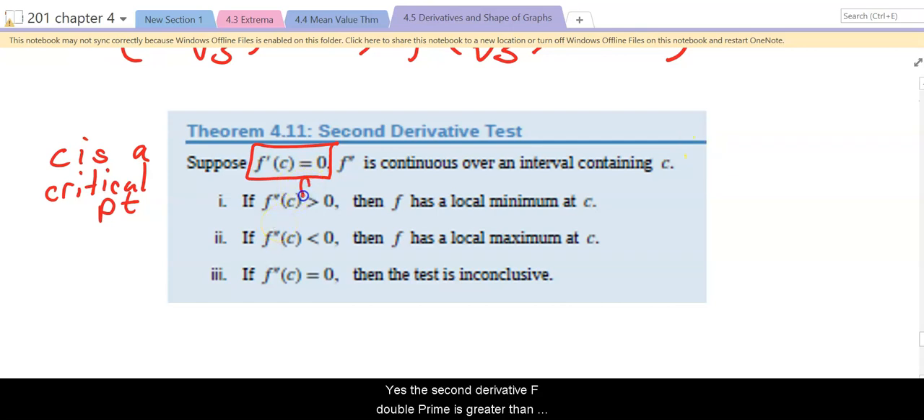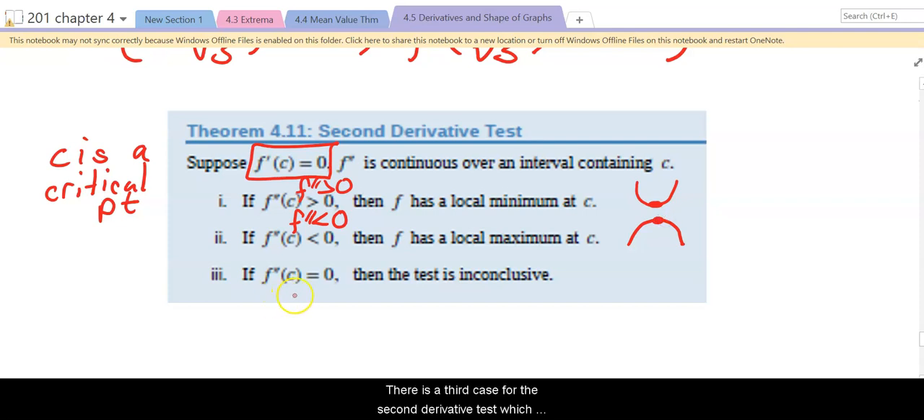If the second derivative f double prime is greater than 0, meaning it has to be curved up like a cup, then C must be a local minimum. If the second derivative, f double prime, is less than 0 or negative, that means it's curved down like a frown, and that means the function has to have a local maximum there.